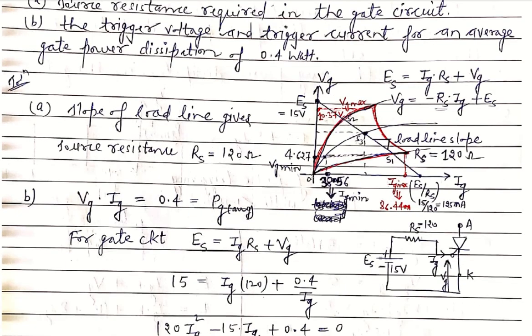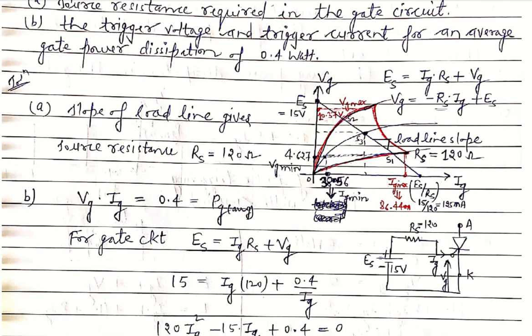So this is the characteristic for higher doping concentration and lower doping concentration, and these are the operating points. This is the intersection of these main characteristics by the load line characteristics. So Vg Ig is given in the problem as 0.4 watt, which is PG average. For the gate circuit we can write Es equals to Ig Rs plus Vg.